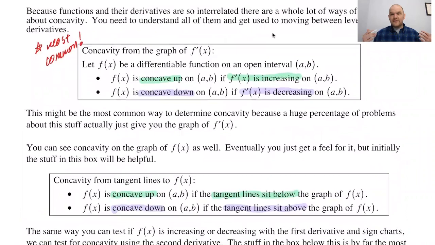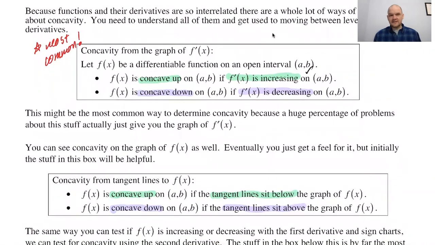So the most common way that you're going to talk about concavity is probably to be given the graph of f prime, the first derivative, and you can tell from that immediately. So if f prime is increasing, then I know that f of x is concave up. If f prime is decreasing, then I know that f of x is concave down.